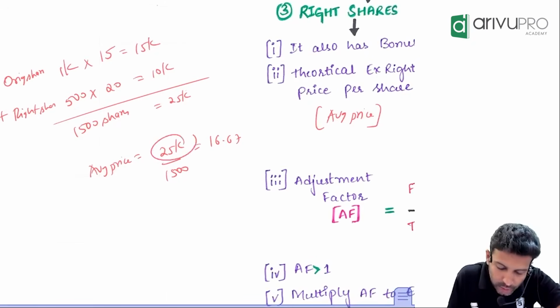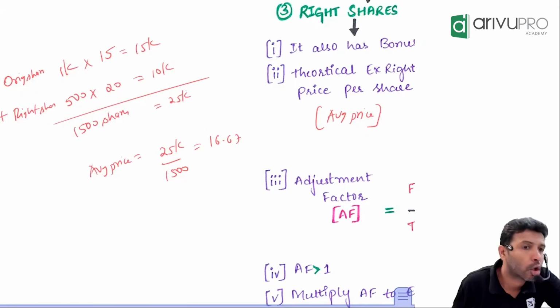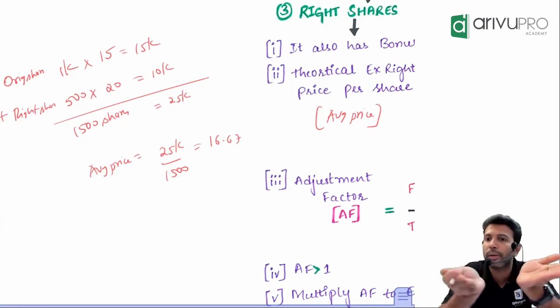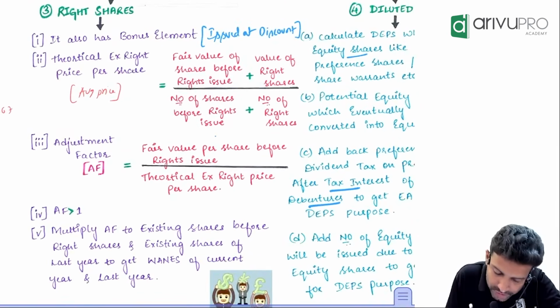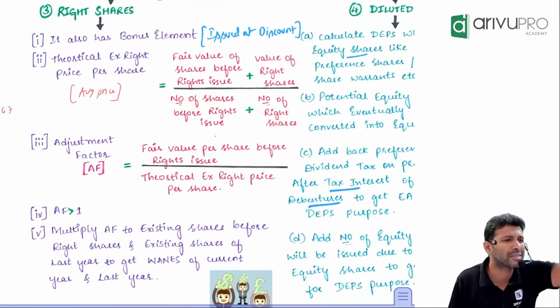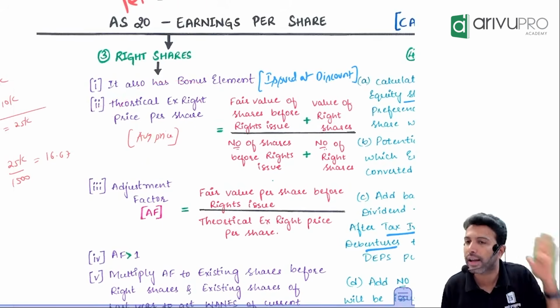If you do that, you will get the total value. What do we need in the denominator? The total number. Now we have two sets of shares. To get the total, we add. The number of shares before the rights issue plus the number of right shares. That's all we have to do. It is simply the average price, but given a fancy name: theoretical ex-right price per share.